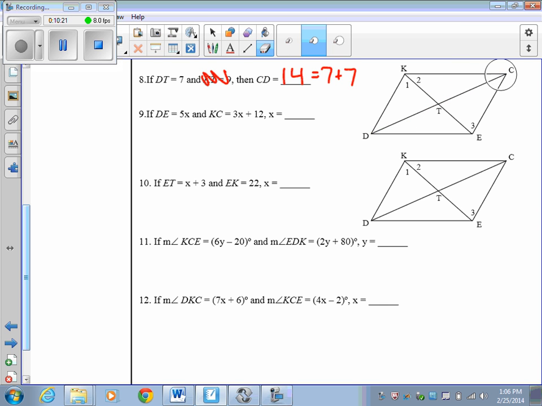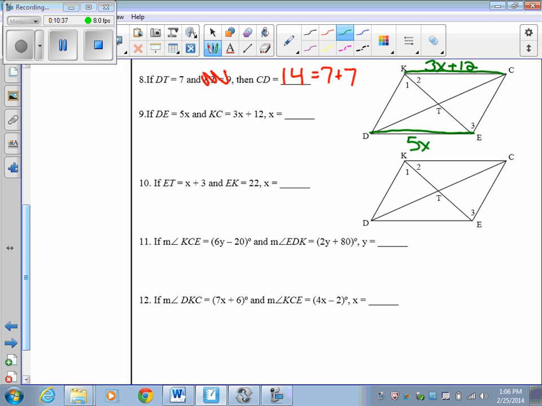Let's take a look at the next one. We're told DE is 5x and KC is 3x plus 12. We're asked to solve for x. Opposite sides of a parallelogram are congruent. Therefore, we have 5x is equal to 3x plus 12. When I subtract 3x, 2x is equal to 12. When I divide by 2, I'm going to get x is equal to 6.